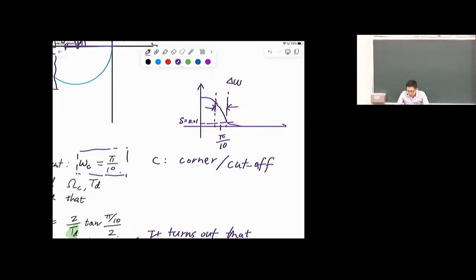Oh, wait. Corner is right here. I'm sorry. It's bad drawing. Let me erase this, because corner needs to be right there.